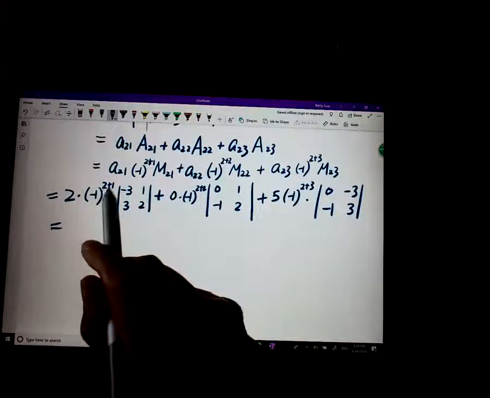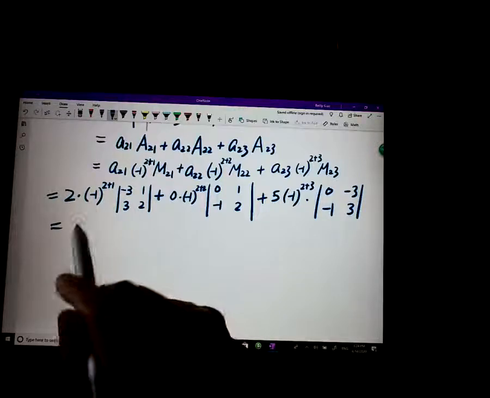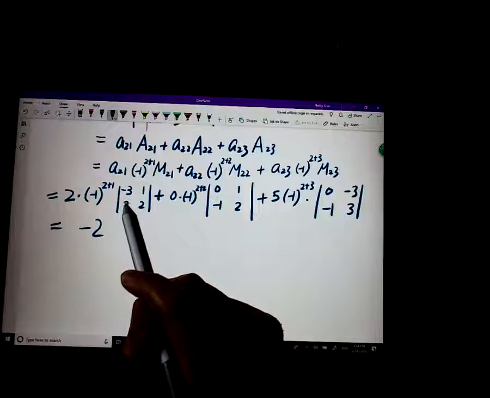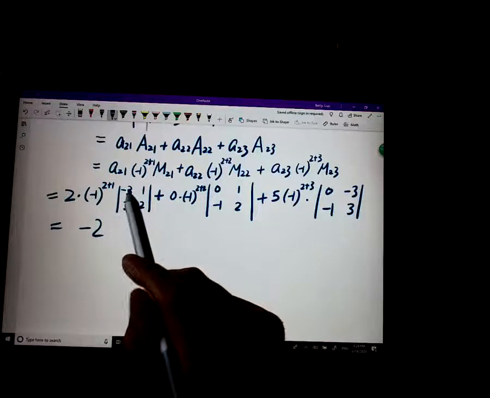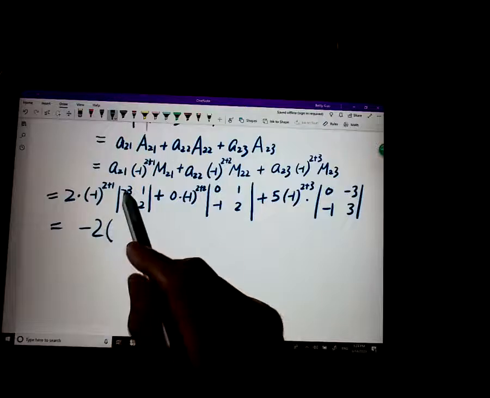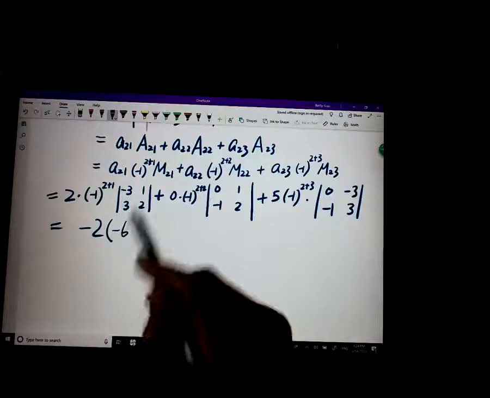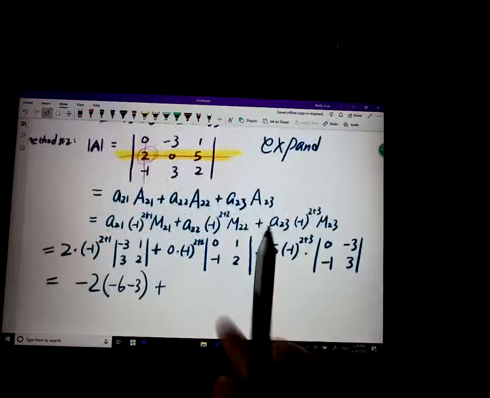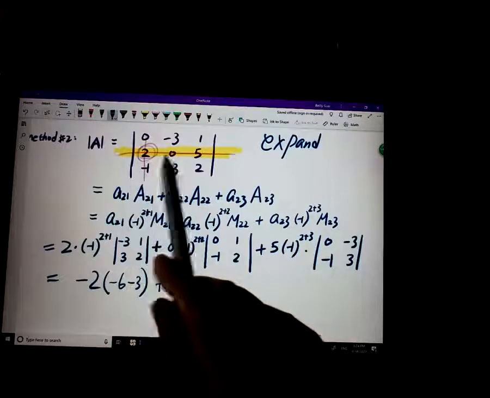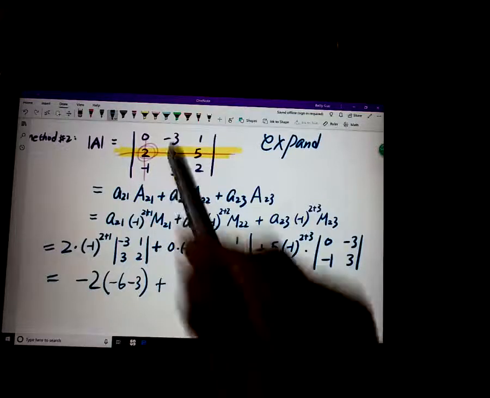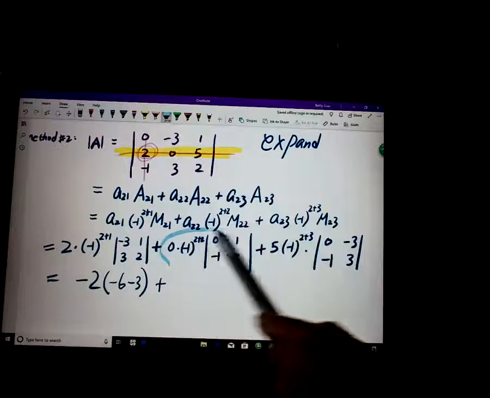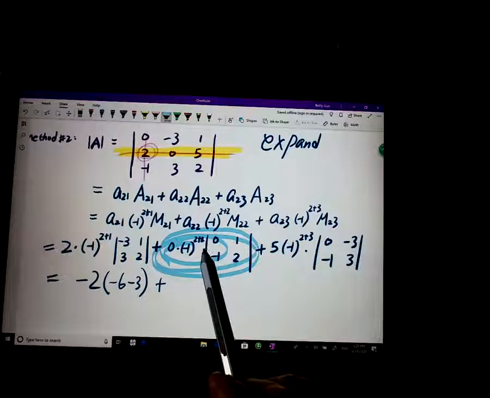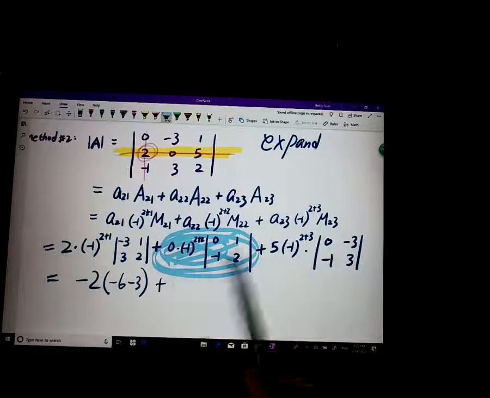This is negative, right? 2 plus 1 is 3, an odd number, so it's -2. And how do we evaluate this 2 by 2 determinant? I showed you in examples 1 and 2. So we have -3 times 2, which is -6, minus 3. The reason we pick a row or column with as many zeros as possible is the benefit: we don't really have to worry about this part at all, because 0 times anything is just 0. So you see what I'm saying? We don't have to worry about this part anymore.